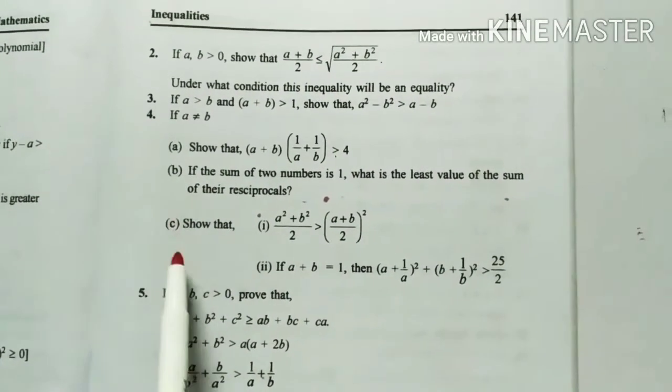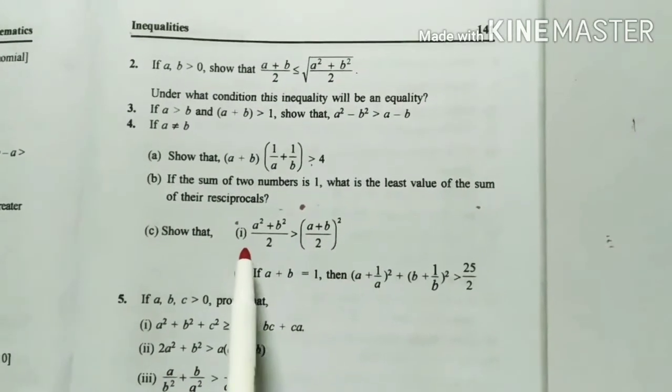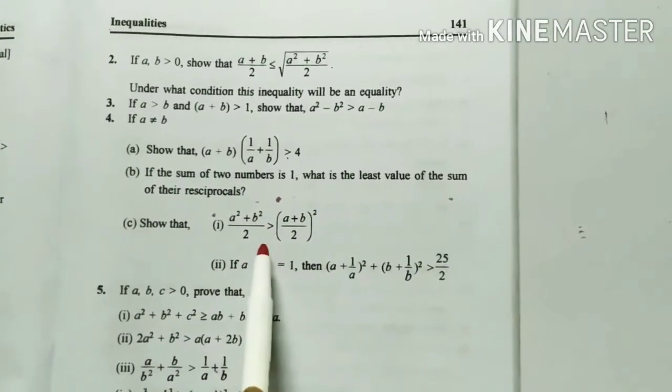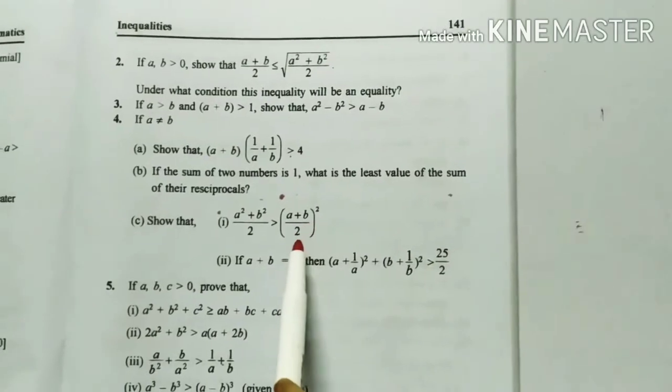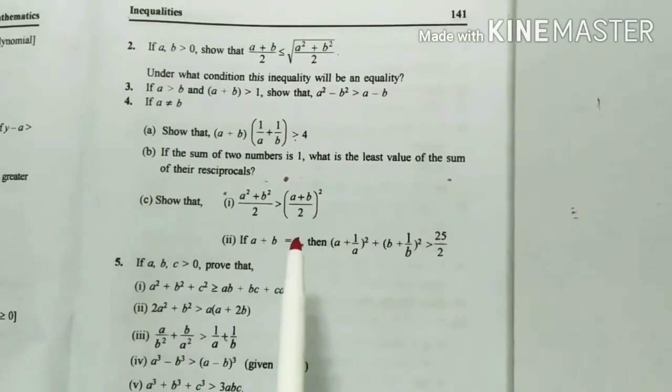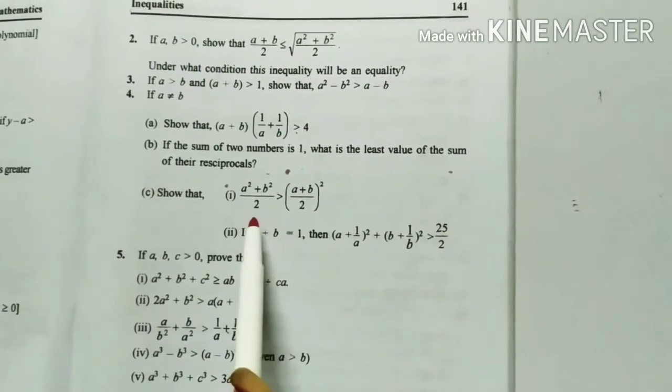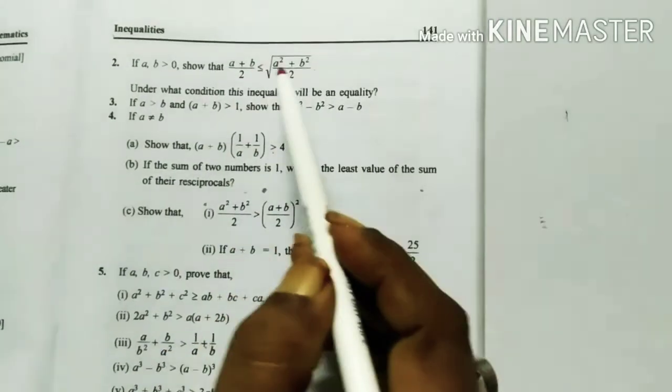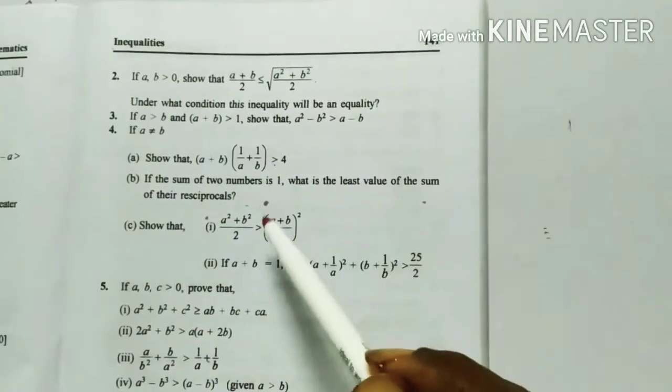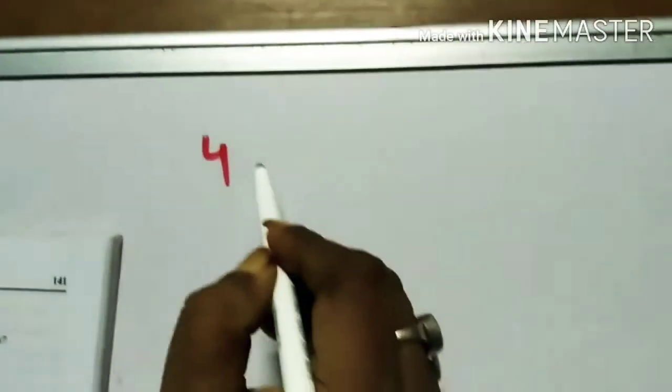See 4c, question number 4c. We have to prove (a² + b²)/2 ≥ ((a + b)/2)². I will apply the same technique which I applied in question number 2. So see how I am going to solve this problem.